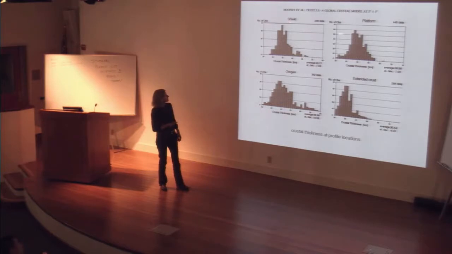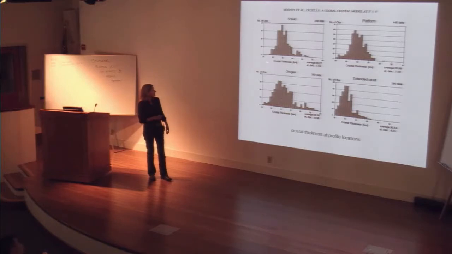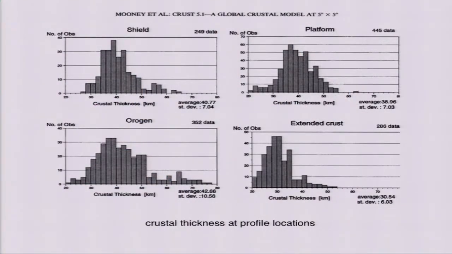Here's for shields, platforms, regions of extended crust, origins. You can do this for more types. Crustal thickness here, and just the number of observations on the y-axis. And so this is 40 kilometers right here. The range is from 20 to 80 on these plots.